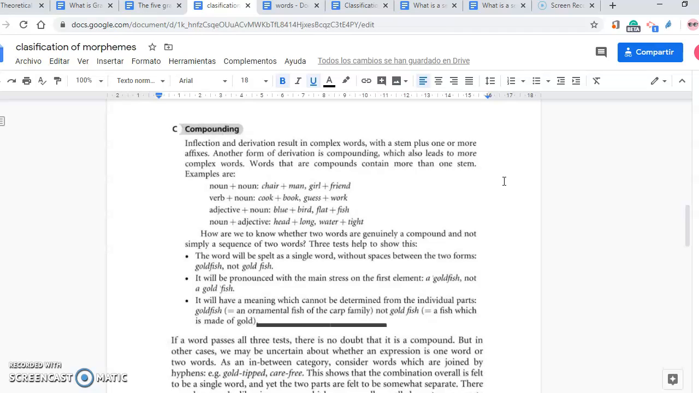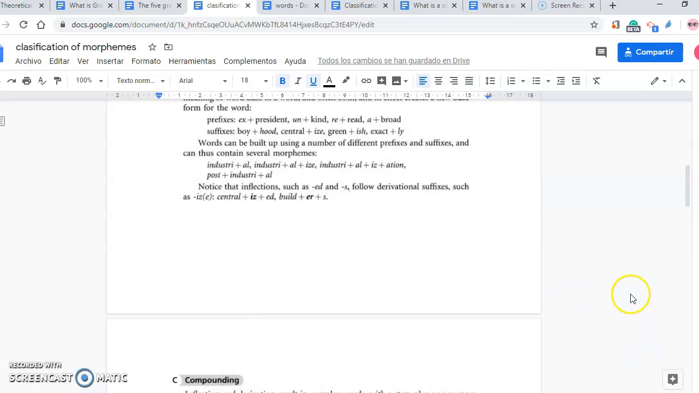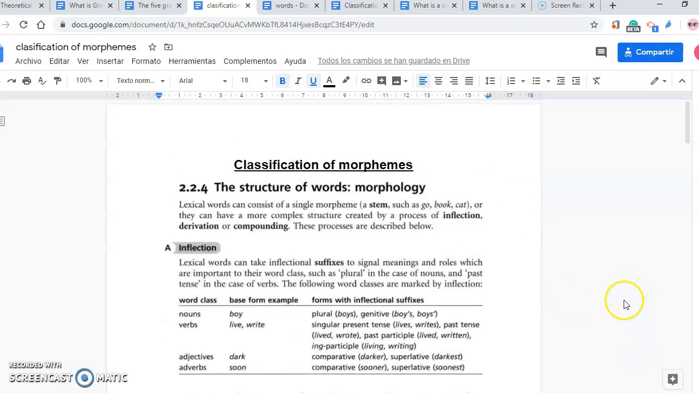And it will have a meaning which cannot be determined from the individual parts. For example, if we've got living and room, we can't say that a living room is a living or a room. It is a living room. So that is why it is a new word. So this is what we have seen about morphology. That is to say, the classification of morphemes.